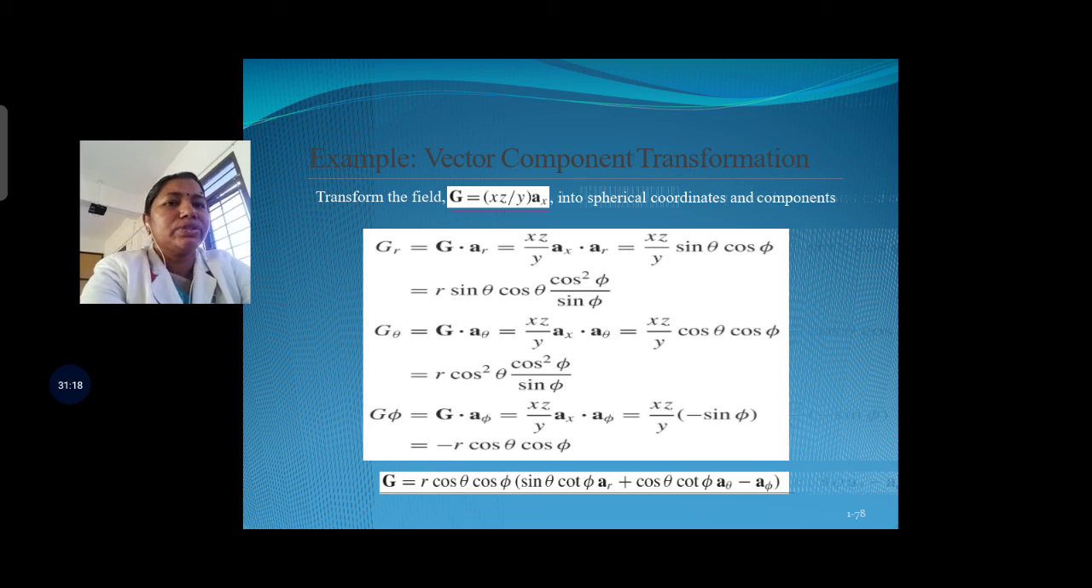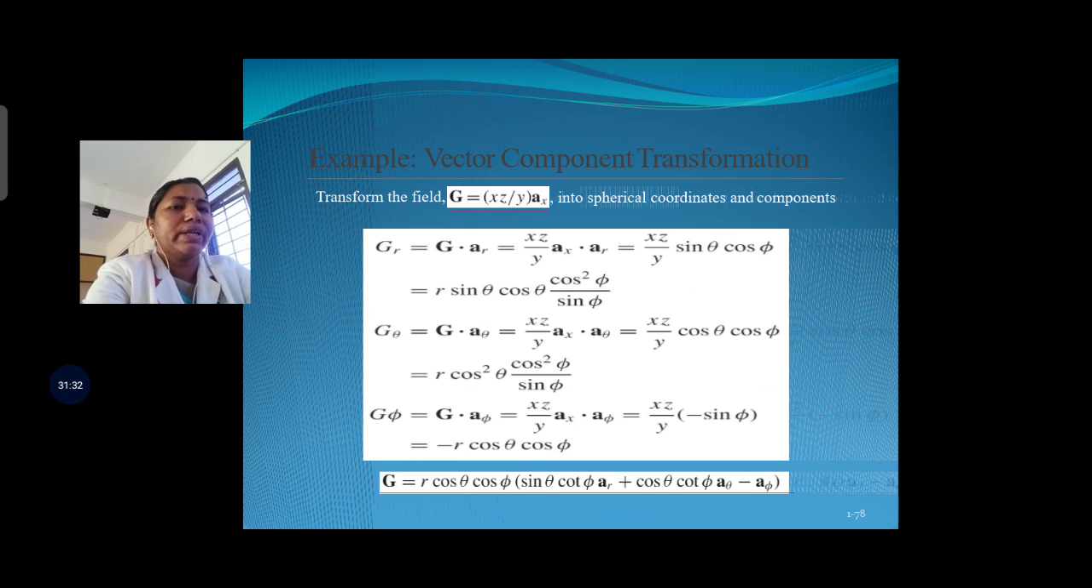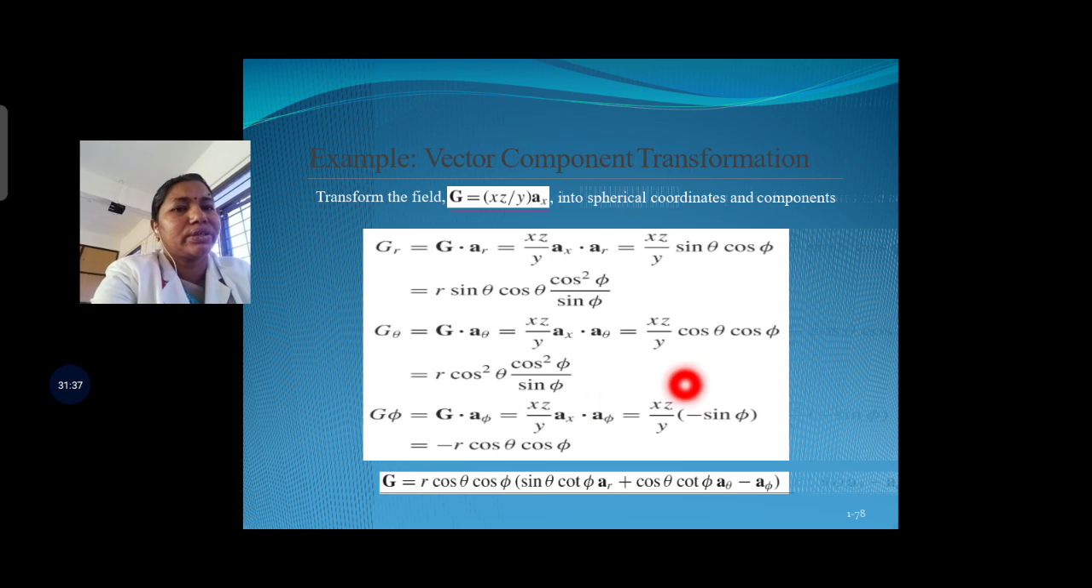Next one is G_phi. Here we are going to multiply with a_phi, the same procedure as before, as we calculated for r and theta. So for a_x and a_phi we refer to this table. We will get minus sin phi. So minus sin phi, substituted over here, we will get minus r cos theta cos phi.